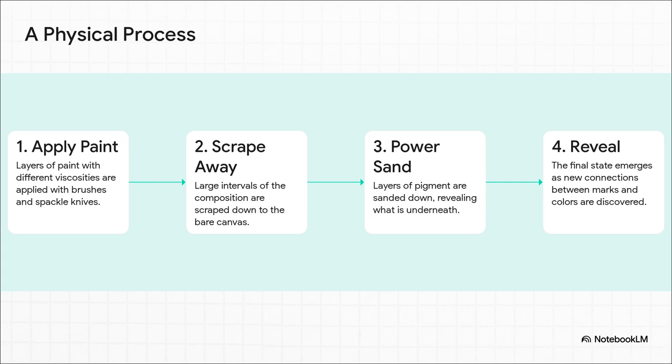But then comes the really wild part, the destruction. He'll scrape huge sections of it right back down to the bare canvas. And get this, he even uses a power sander on the paint, grinding away at the layers to see what gets revealed. It's all about discovering these new, unexpected relationships between the colors and marks that were buried.